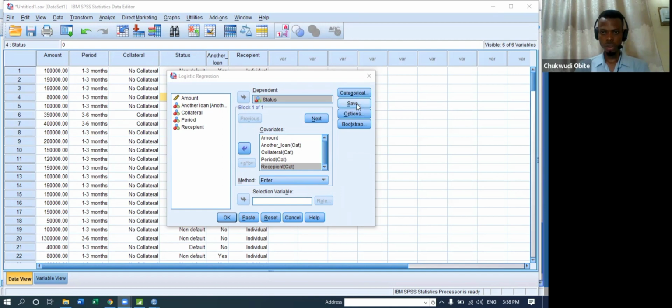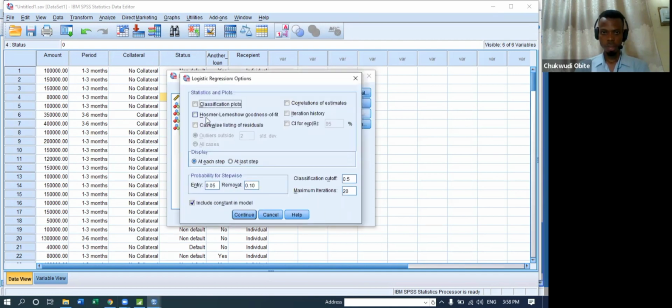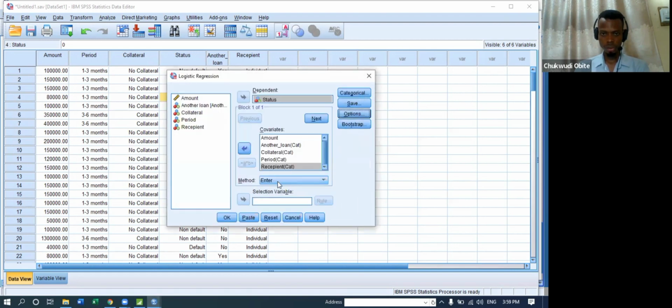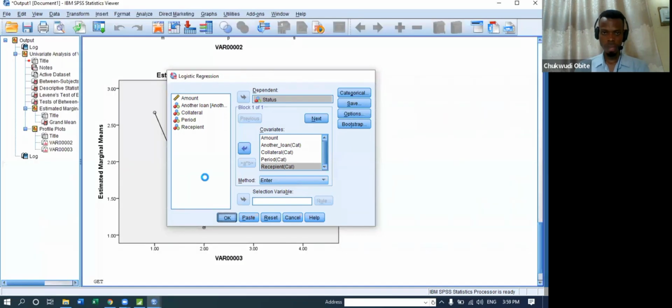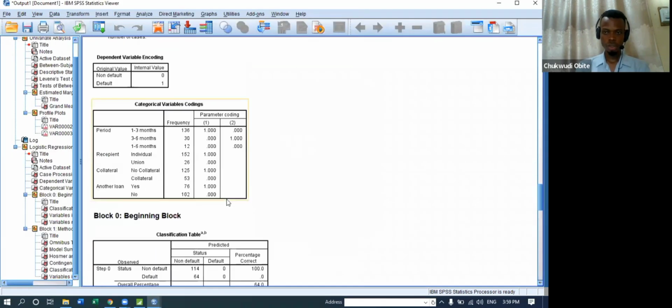So I've gone to Categorical. Next you go to Options. Sometimes I click this, sometimes I just click. That's all. Then you click OK, and your result will come out.